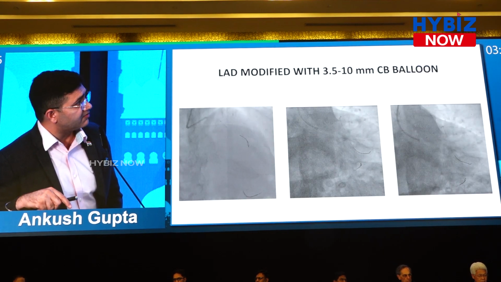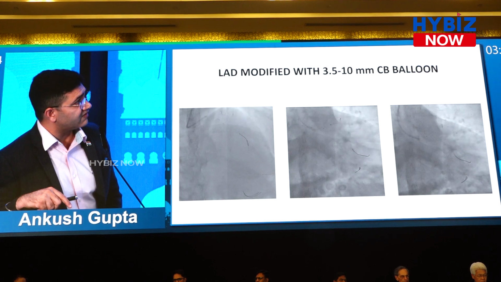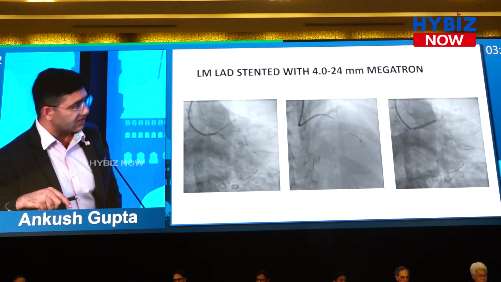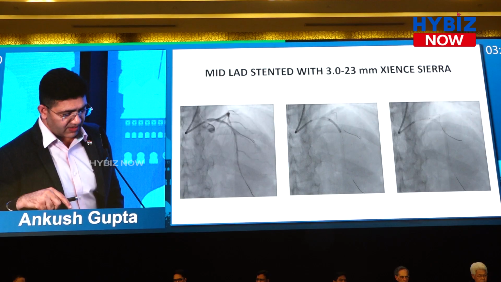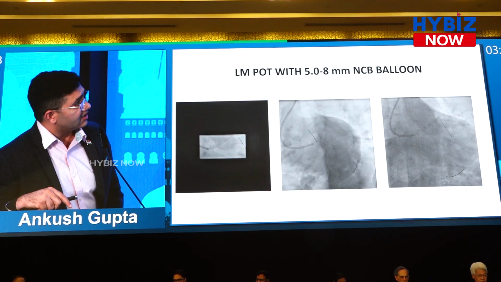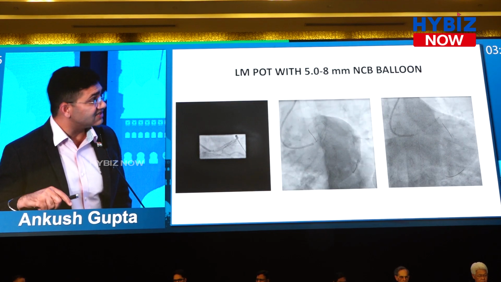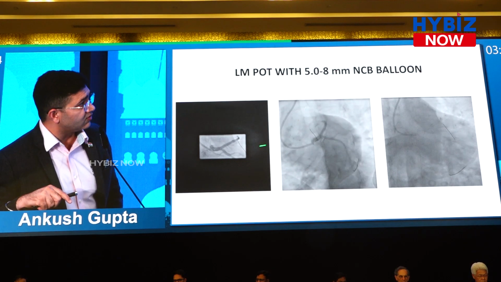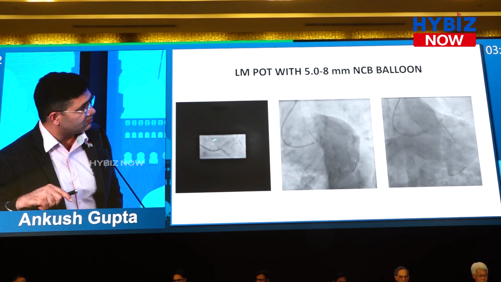Then we went ahead and prepared the vessel with the cutting balloon. After preparation with the cutting balloon, we placed the stent from left main to LAD. Now, this is one of our trial cases in which we had to go for kissing balloon inflation. Before that, just see, this is the most important step.